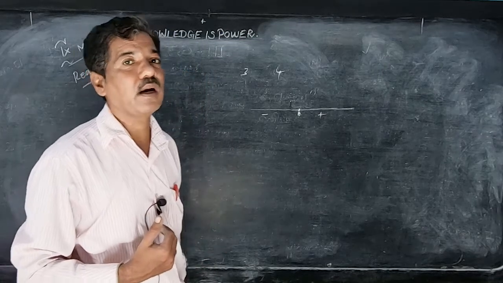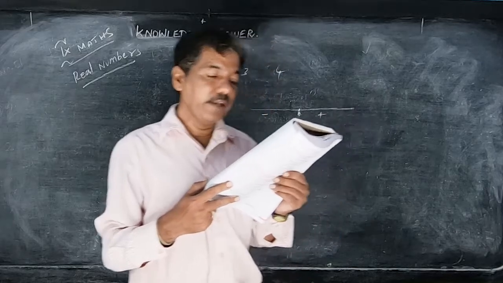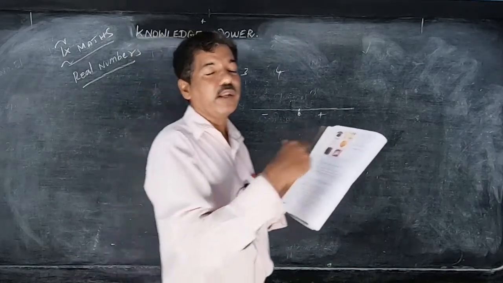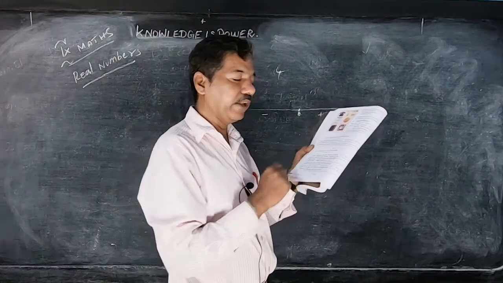So all that comes under real numbers. So natural numbers: in natural numbers we already did 1, 2, 3, 4 till the end. So we can get positive numbers and negative numbers.